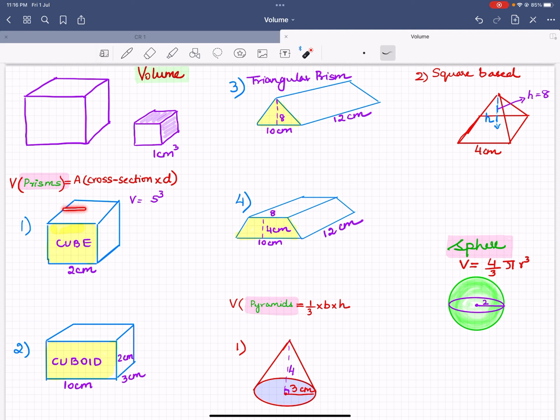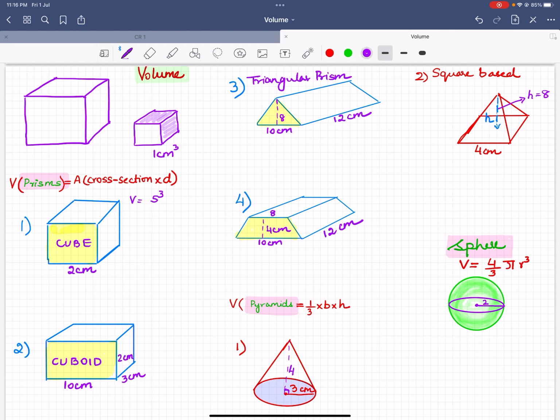So for example, if I cut this cube from this point, it will show up the same face in front. Or for example, if I cut this trapezium at this point, it will show up the same face in front. So basically prisms are shapes that have the same cross section throughout. And the general formula for finding the volume of a prism is area of cross section into depth. So let's start by finding the volume of a few prisms.